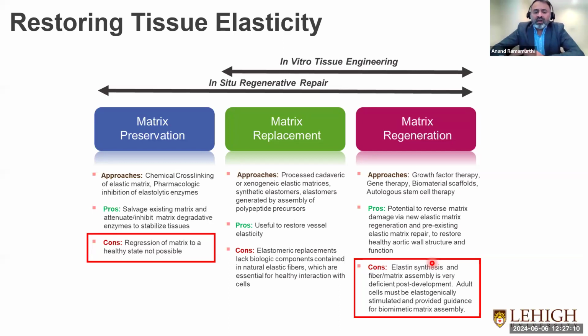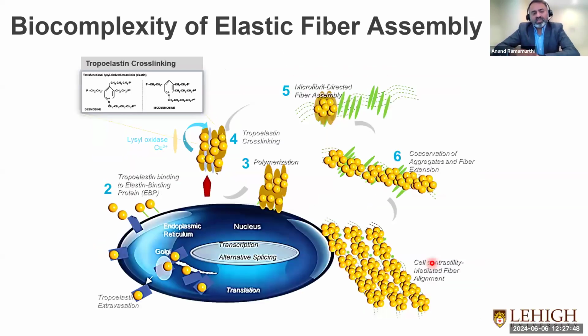The second approach is matrix replacement. A number of research groups have actually developed synthetic polymers, which have the same mechanical properties and same stretch properties as native elastic fibers, right? That's all great. But then what about the biological function? Elastic matrix influences cells as well and keeps them from being diseased. That these polymers cannot accomplish. So which leaves us with trying to regenerate or repair the matrix using the diseased cells themselves. But the big challenge here is that the cells are incapable of producing elastic fibers in adulthood. And that's a major challenge that we have taken upon ourselves.